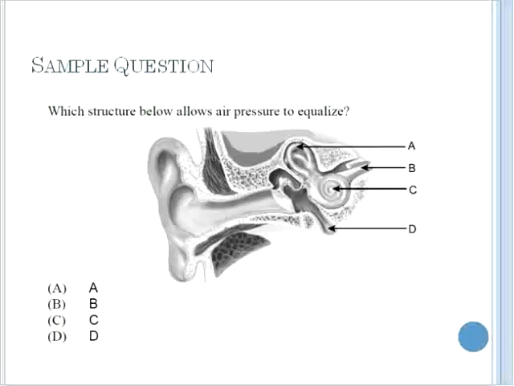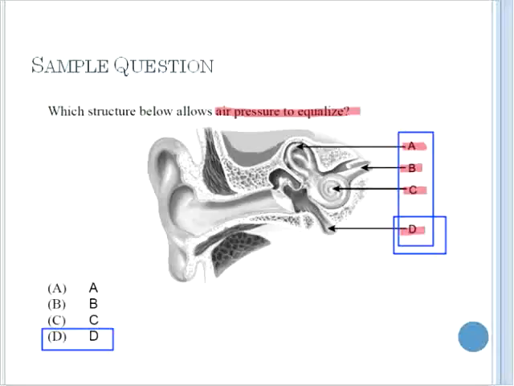This question involves interpreting a diagram. You're given 4 parts, A, B, C, and D, and you're asked which structure allows air pressure to equalize. A is the semicircular canals, B the auditory nerve, C the cochlea, and D the eustachian tube. Air pressure equalizes as a result of the ability for air to flow through the nasopharynx, through the eustachian tube. The correct answer then is D, the eustachian tube.